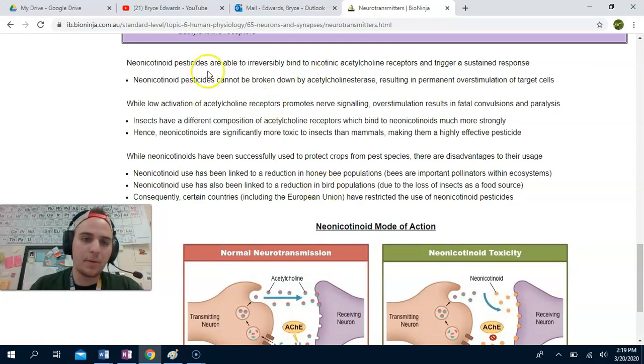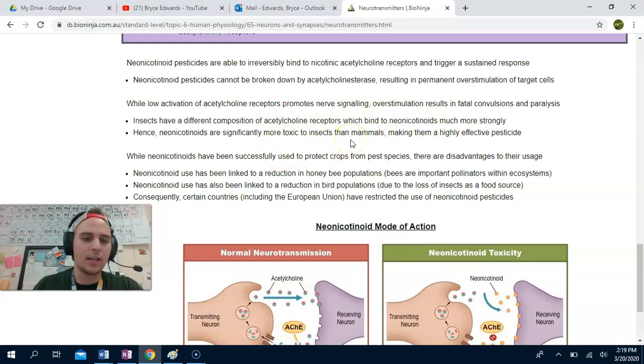So neonicotinoid pesticides, what they're able to do is they bind to those nicotinic acetylcholine receptors, and they don't let go, ever. They never let go. So those pesticides can't be broken down by acetylcholinesterase, which means that they're constantly overstimulating the target cells. Okay, so insects have a different composition, and these acetylcholine receptors bind to neonicotinoids, which is the pesticides, much more strongly.